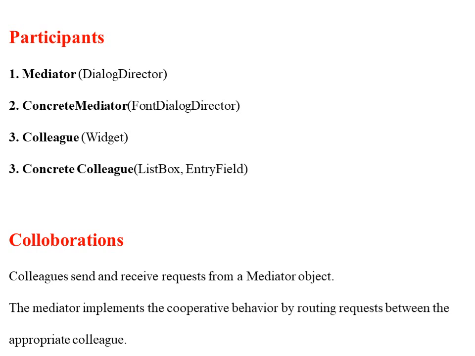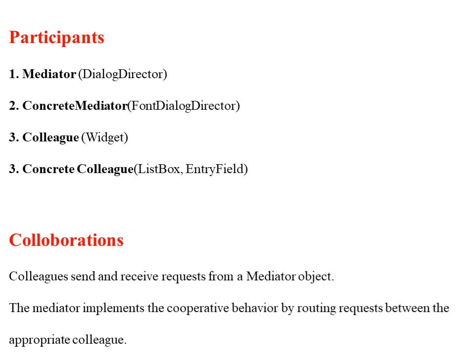The next template is participants. Seeing the structure, there are 4 participants: mediator, concrete mediator, colleague, and concrete colleague. Seeing the motivation diagram, the mediator is the dialog director, and the concrete mediator is the font dialog director. Here we are taking the example of a font dialog director, through which everything will be communicated. The font dialog director extends from the mediator as a concrete mediator.